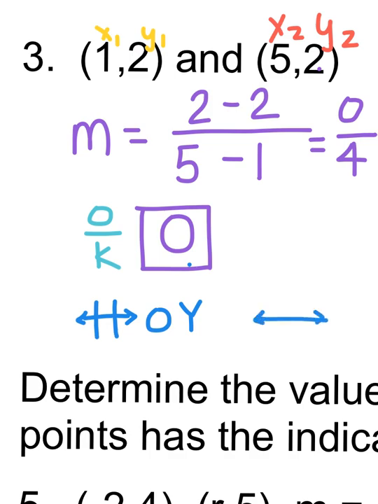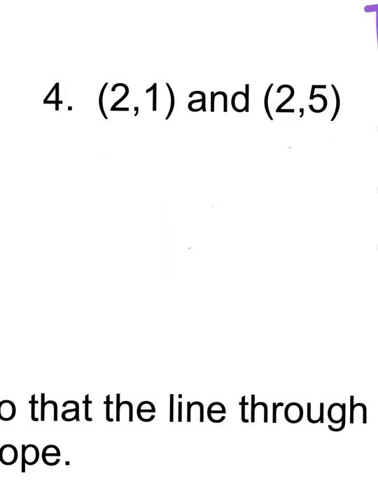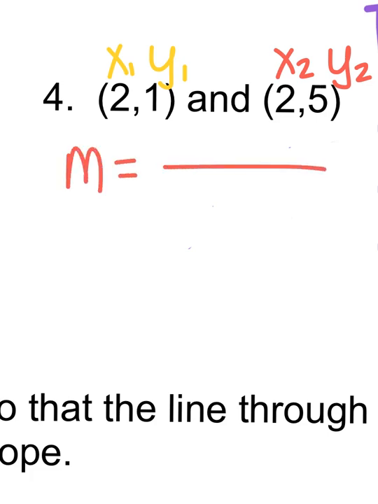Let's go on to number 4. Let's begin by labeling our x1, y1. If you do not choose to do that, that is okay with me. However, to show your work, you are going to have the equation written out. We'll have y2, which is 5, minus y1, which is 1, over x2, which is 2, minus x1, which is 2.